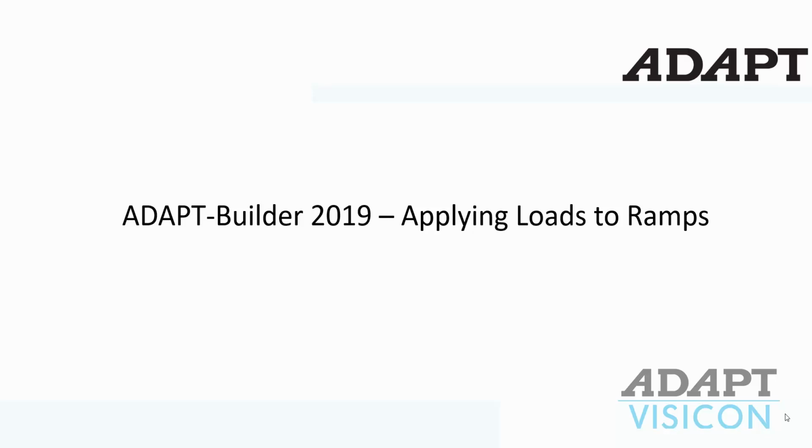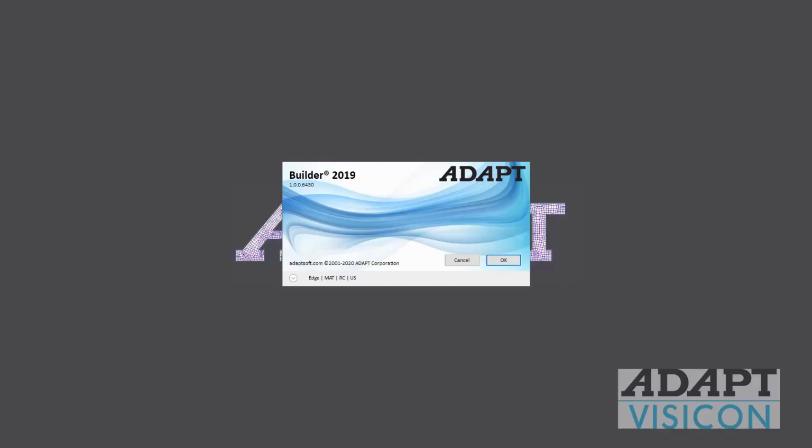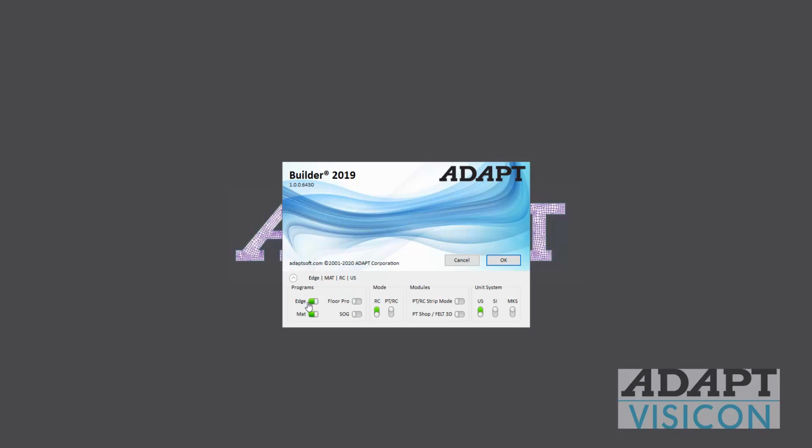This video tutorial will give a brief overview of how loads are applied to ramps in Adapt Builder 2019. We're going to use the commercial release Builder 2019 Build 0, and we're going to use Edge with Floor Pro. This gives us the ability, Floor Pro rather, to model the ramps.